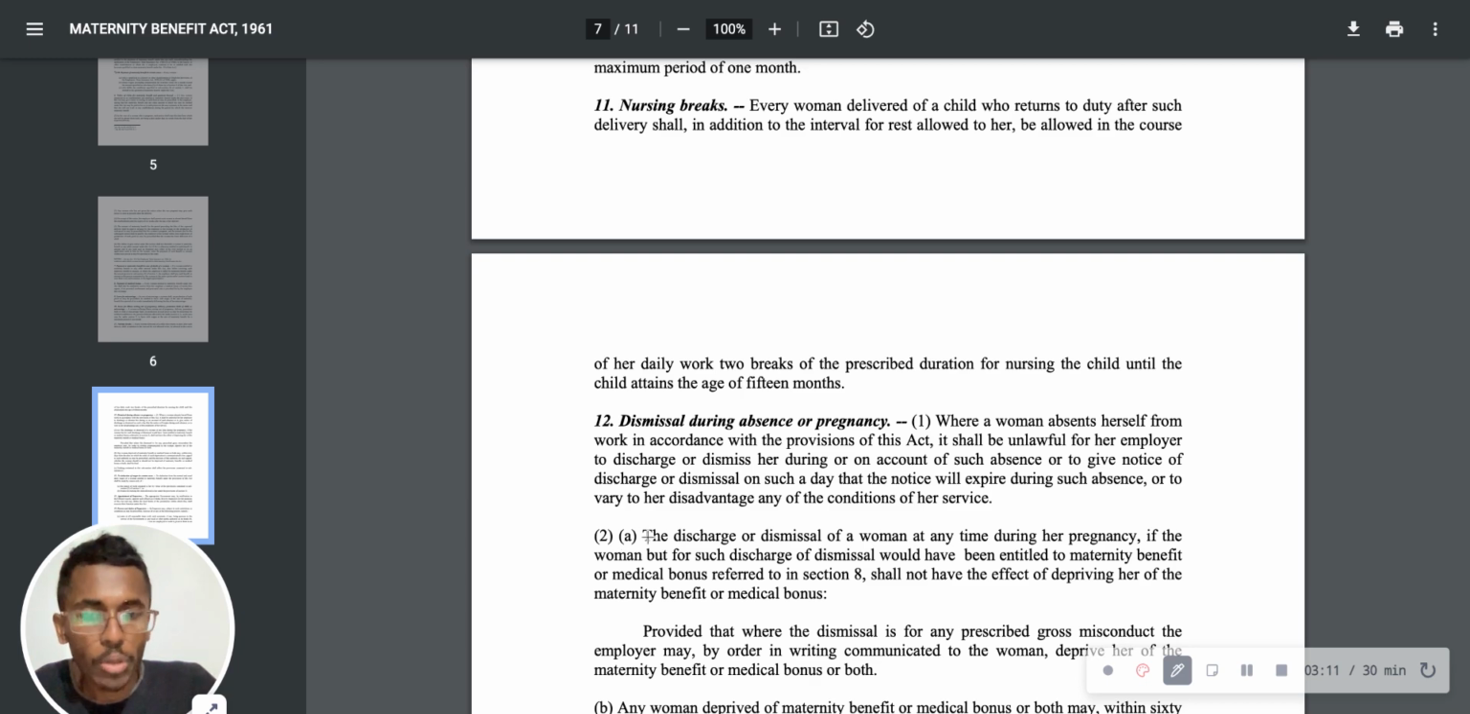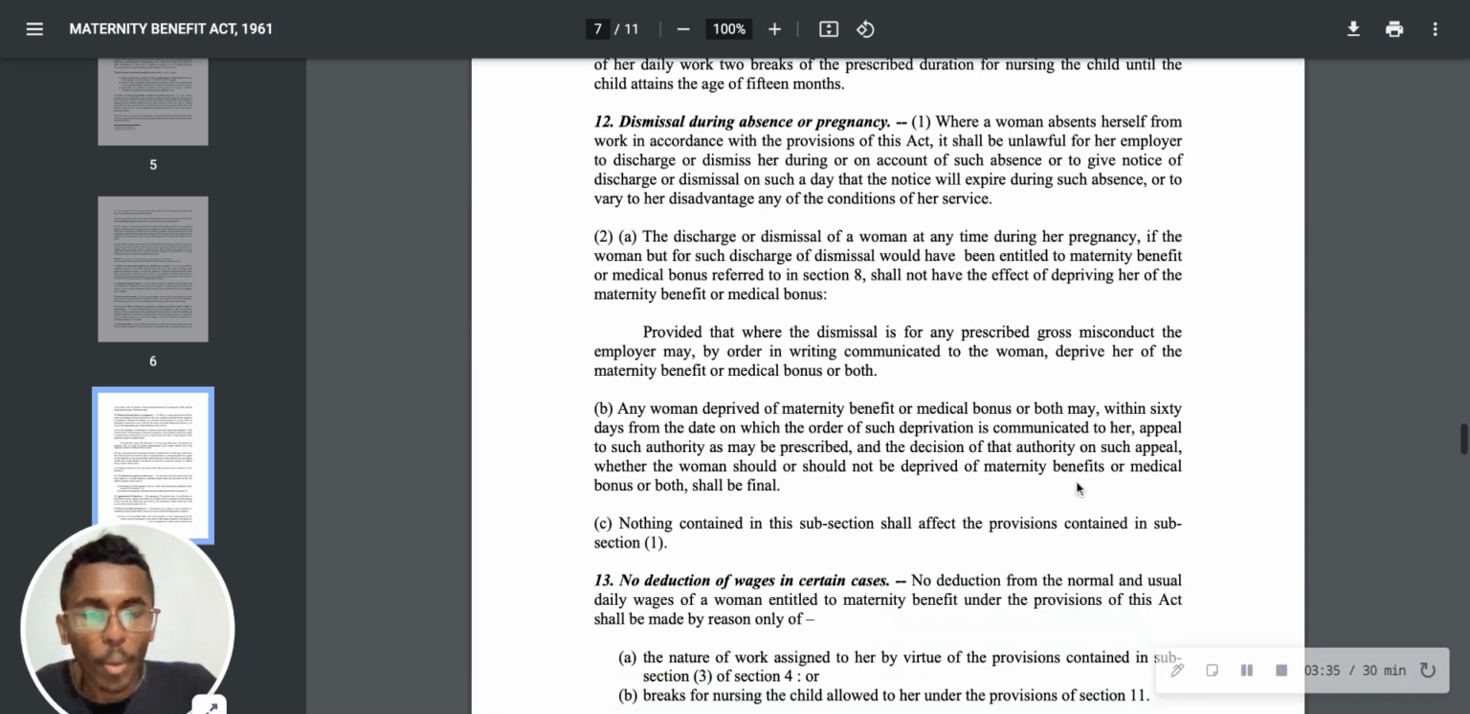Okay, now the next one is subsection 2, clause A, speaking about the discharge or dismissal of a woman at any time during pregnancy, if the woman, but for such discharge or dismissal, would have been entitled to maternity benefit or medical bonus referred to in Section 8, shall not have the effect of depriving her of the maternity benefit. That means you cannot dismiss her at any point of time during her maternity benefit leave, provided that where the dismissal is for any prescribed gross misconduct, the employer may, by order in writing communicated to the woman, deprive her of the maternity benefit or the medical bonus.